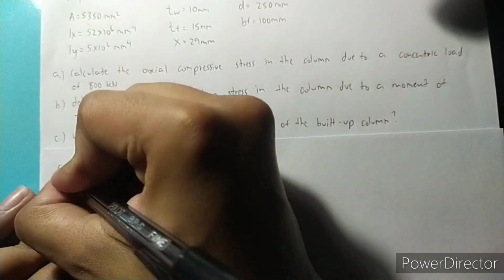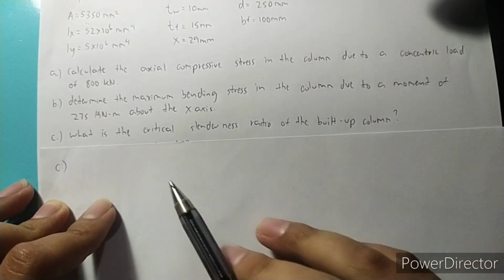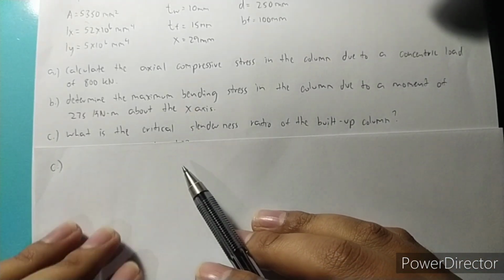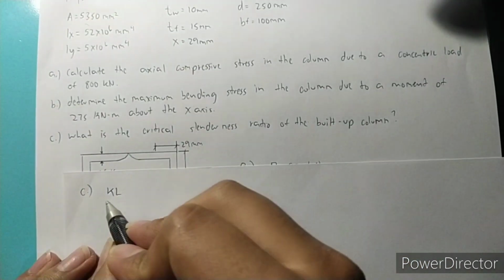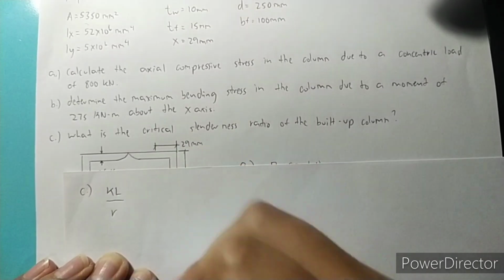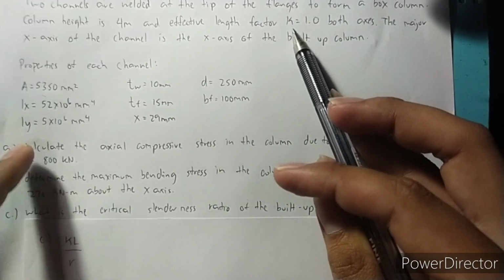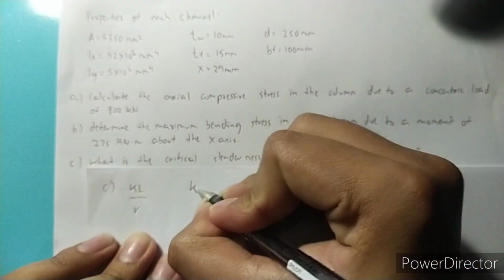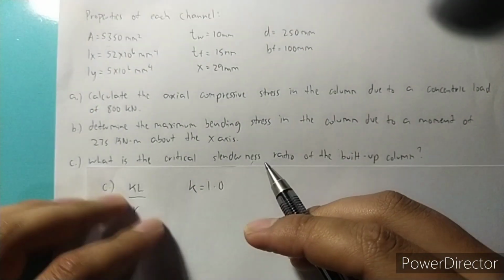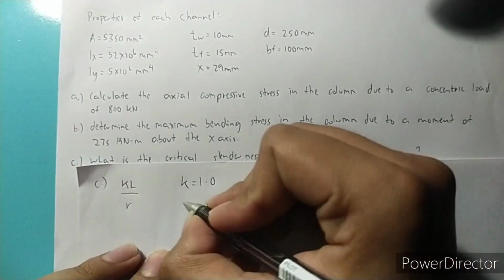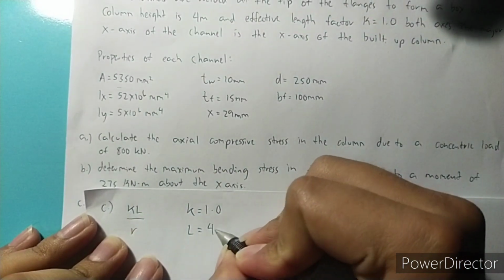Okay, letter C. Sabi lang dito, what is the critical slenderness ratio of the built-up column? So, sa slenderness kasi, meron tayong formula na KL over r. Kanina, nasabi naman natin na dito sa problem may nakalagay na value ni K na 1. So, si K natin is 1.0. And si L naman natin, yung height natin is 4 meter.